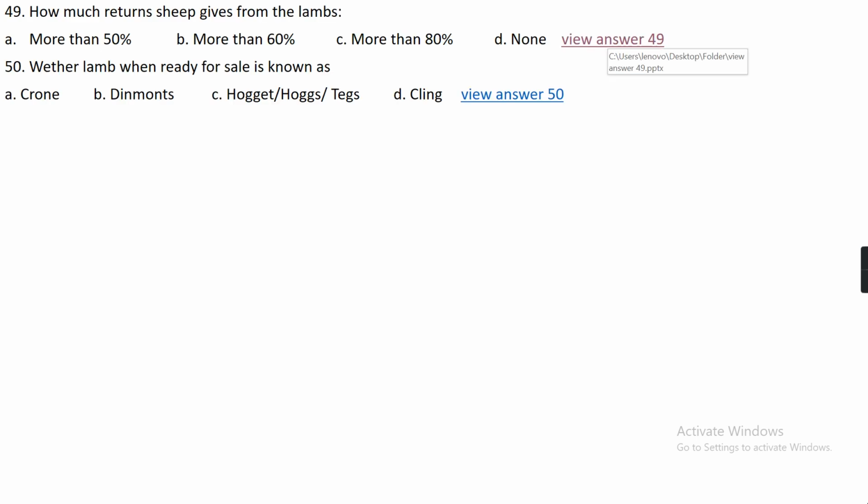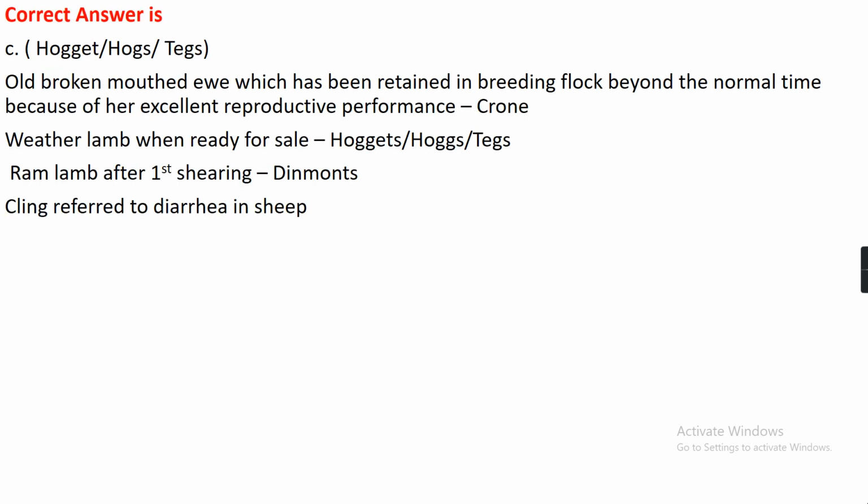Okay, question number 50. A lamb when ready for sale is known as option A grown, option B dinmont, option C hogget, hogs or tag, or option D clean. The right answer is option C, that is hogget, hogs and tags.